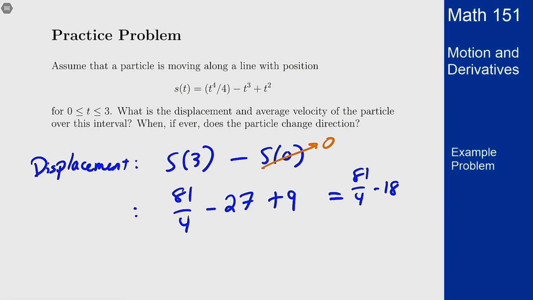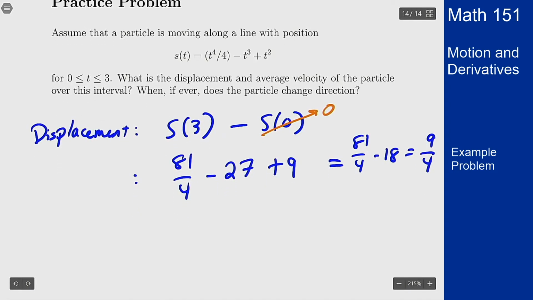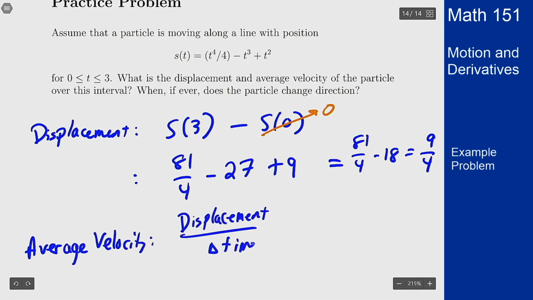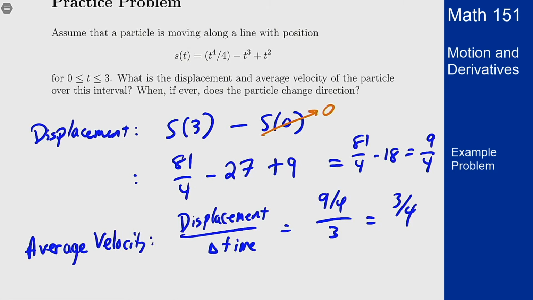18 times 4 is 72, so this ends up being 9 over 4 for our displacement, which means that my average velocity, which is displacement over change in time, is 9/4 over 3, or 3/4. Now I want to figure out when, if ever, the particle changes direction, and that's me looking for the derivative and when that changes sign, or effectively where the derivative equals 0.